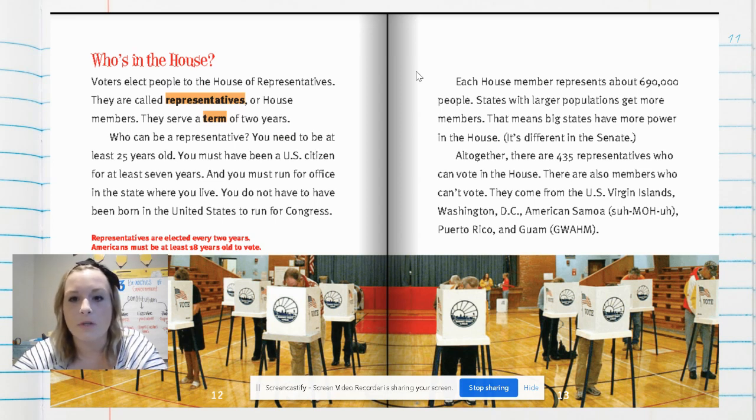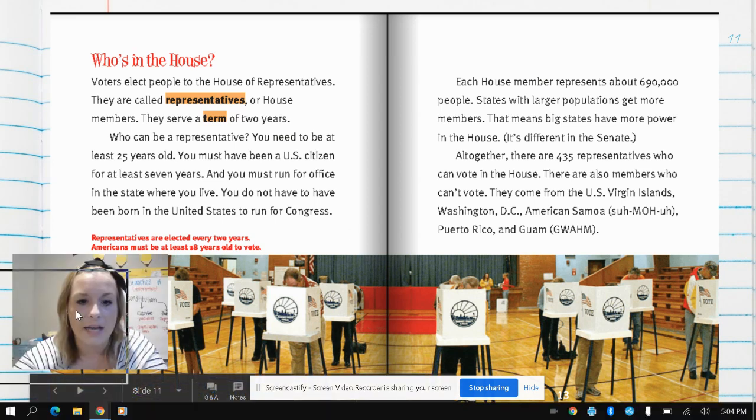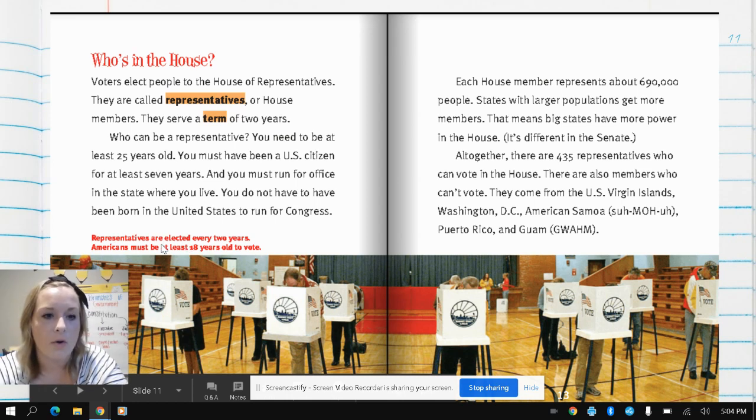There are also members who can't vote. They come from the U.S. Virgin Islands, Washington, D.C., American Samoa, Puerto Rico, and Guam. And down here, our caption states representatives are elected every 2 years. Americans must be at least 18 years old to vote.